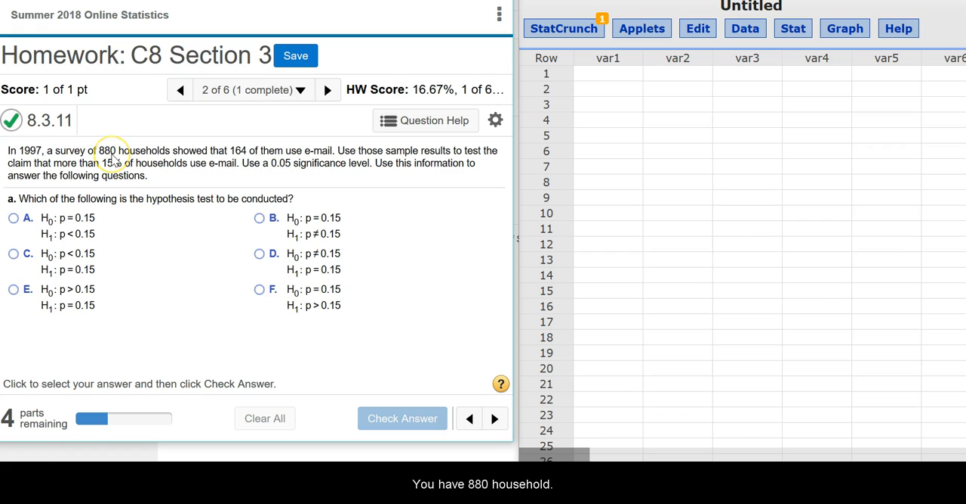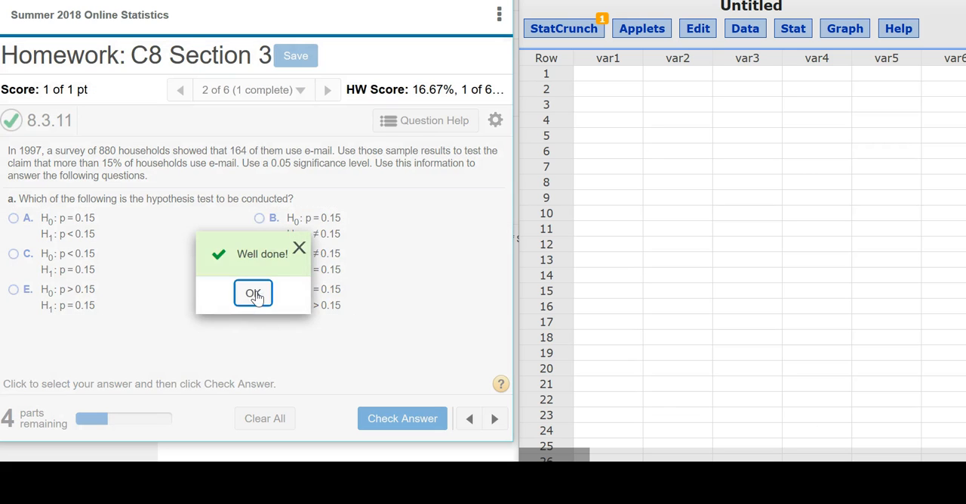So first we read the problem. You have 880 households that you surveyed. 164 of them use email, and they want you to test the claim that more than 15%, and they give you the significance level. So more than 15%, because there's no equality, would attach to our alternative. So the only one that shows more than is F. So we click on that.